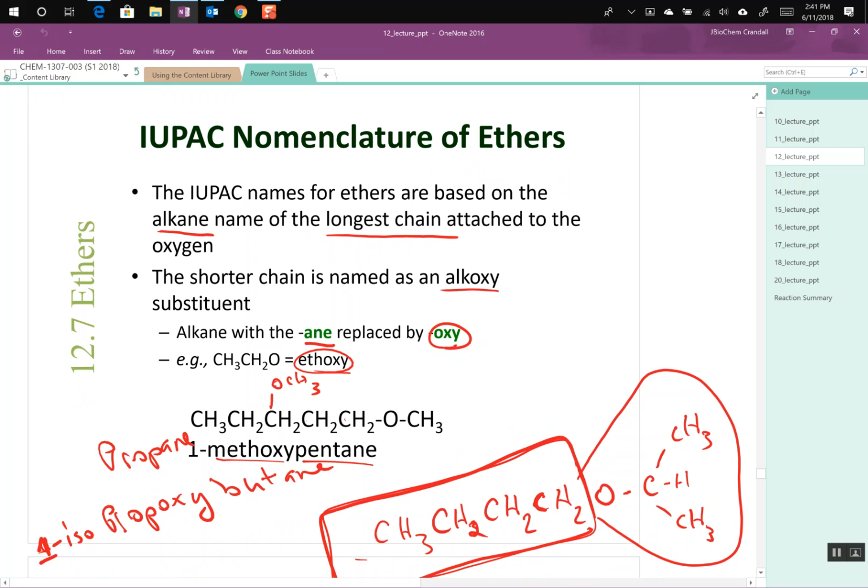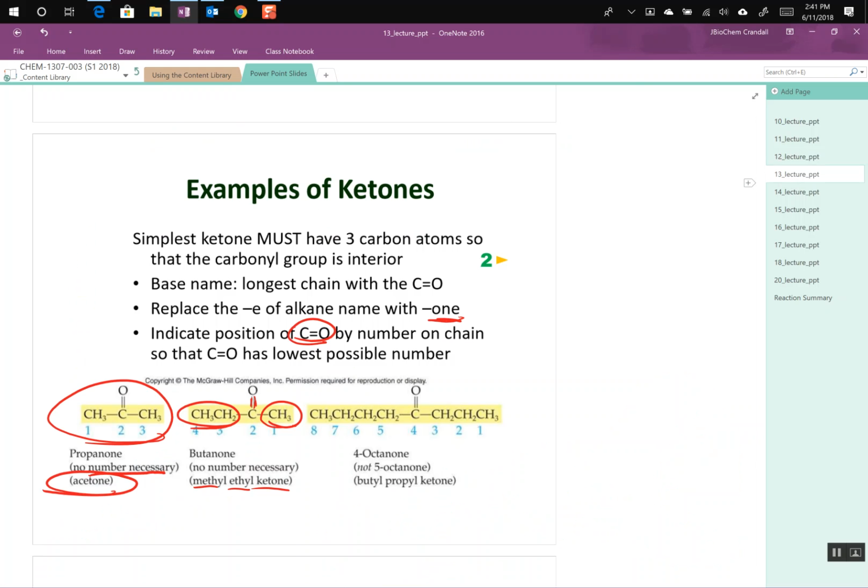So here we have a methyl here, 1, 2, 3, 4, 5 carbons there. So this oxy group is attached to the pentane, methoxy, right? So it's like the two sides. You have to appreciate both sides of that. Same thing here. It's the methyl and then it's an ethyl ketone. So you have to appreciate both of those sides.